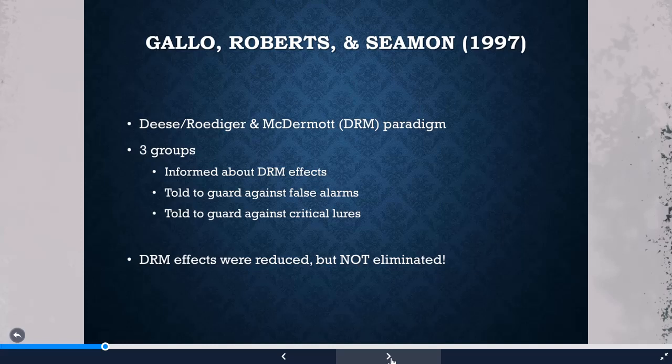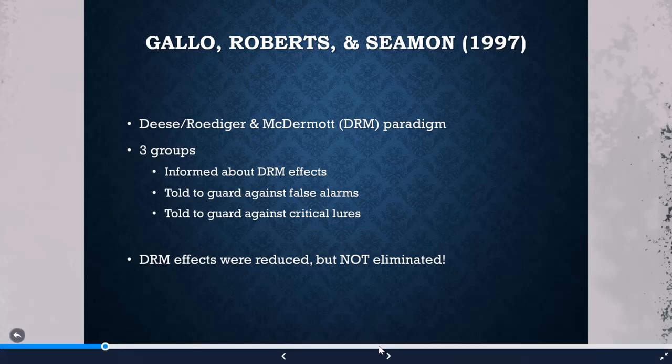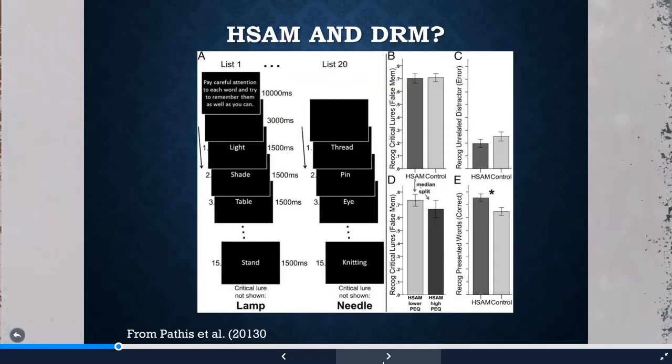What they basically found is that some of these instructions reduced the effect, but it didn't eliminate it. So you can't really get rid of it. It's a pretty robust phenomenon. This has been replicated many, many times over, and as you can see from our demonstrations in class, it works really well. So what about those people who had highly superior autobiographical memory?